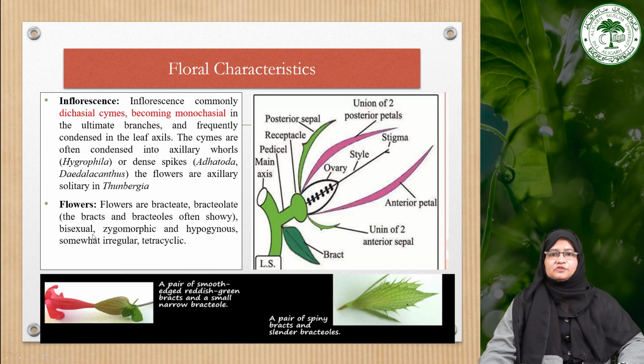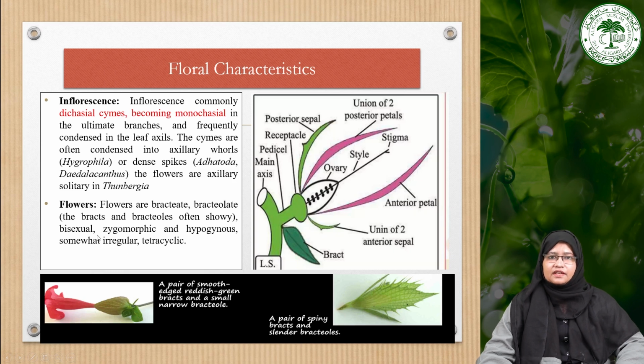Now moving toward the flower. Flowers are generally bracteate and bracteolate, and the bracts and bracteoles are both very showy, or we can say conspicuous in nature, as we can see here. They have very showy bracts. These are the spiny bracts and bracteoles present in this particular family, Acanthaceae.